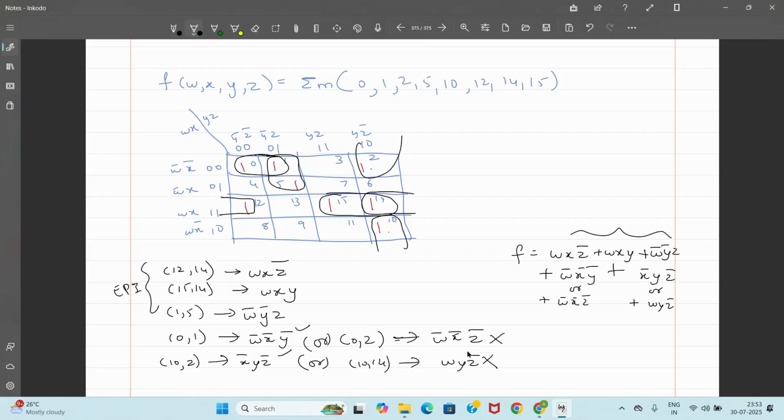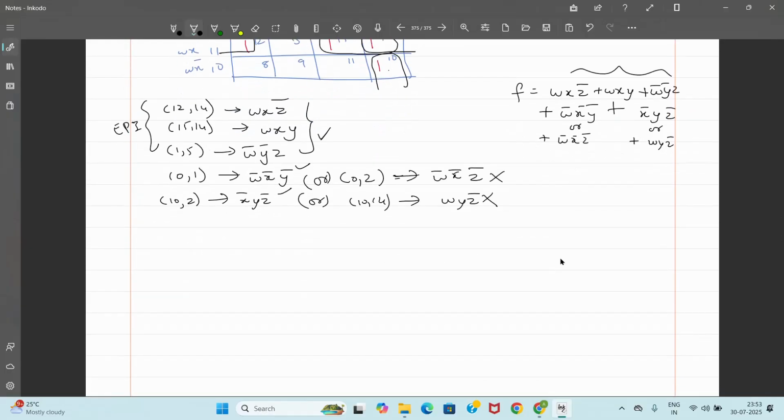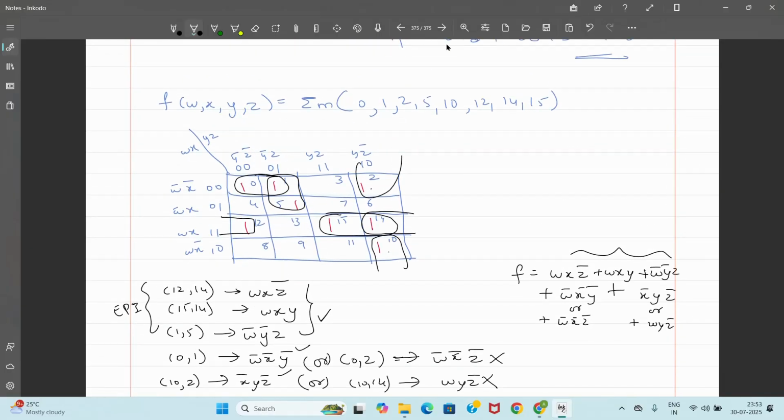You will not have a unique solution for this problem. But remember, these three terms will be there in all your answers. Whether you take these two, or any other combination, the first three terms are essential and they will be there in your solution. All of them in the class will have these three terms in their answer. But the remaining two terms can be the combination of these four results. So this is the four variable K map.